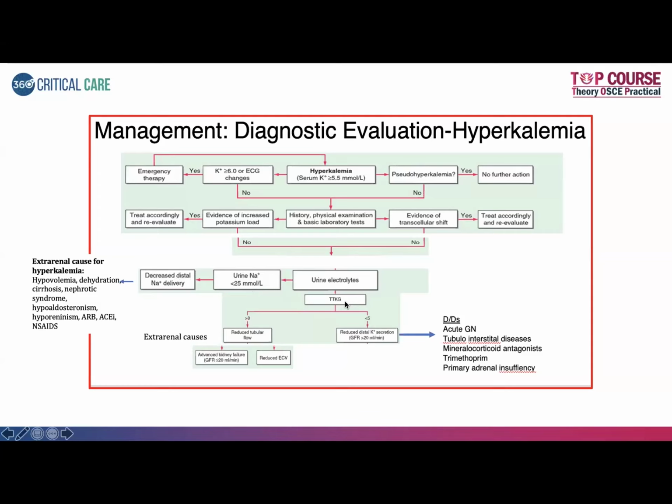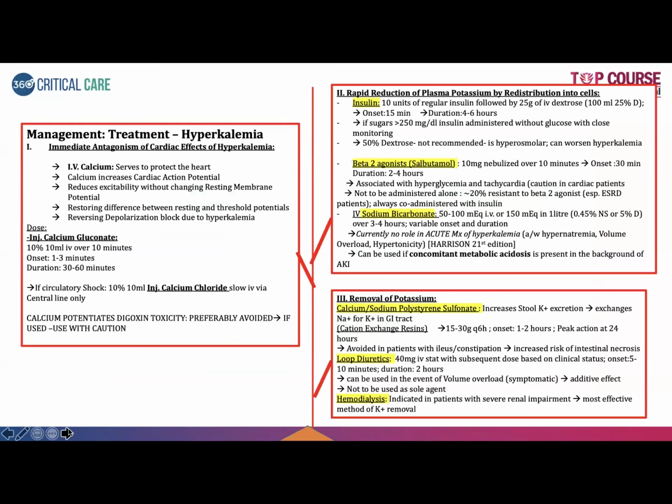Then look into your TTKG. Here, if the TTKG is more than 8, that means there is reduced tubular flow, and the cause is extrarenal. And if the TTKG is less than 5, it is a renal cause. So it can be acute glomerulonephritis, tubulointerstitial diseases, mineralocorticoid antagonists, trimethoprim, or adrenal insufficiency. So that's about your diagnosis.